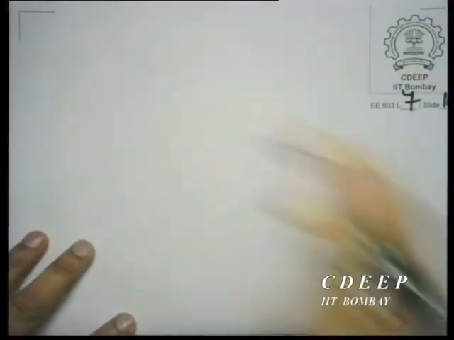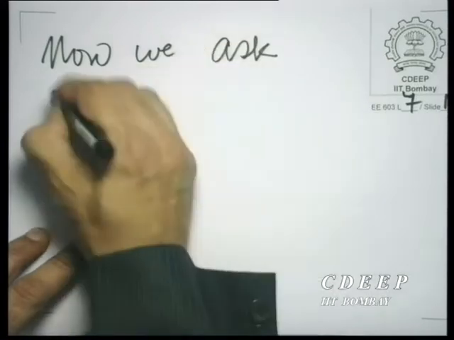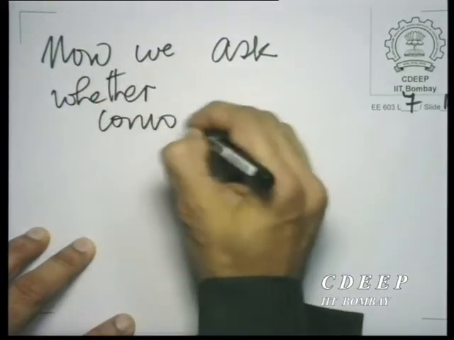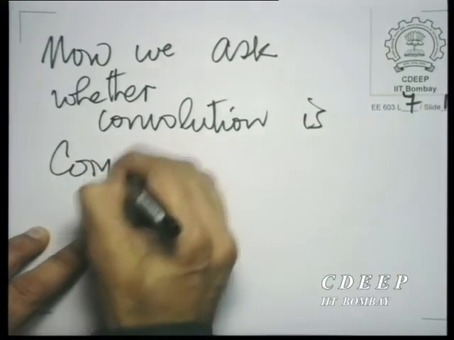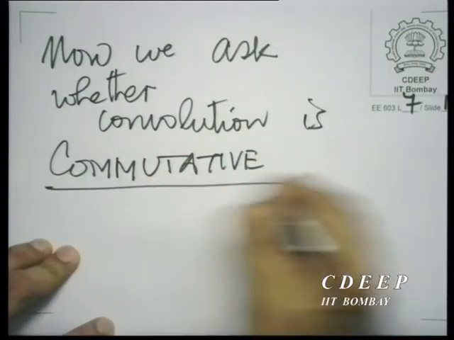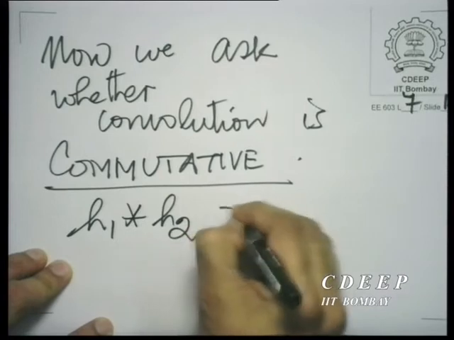Now, we need to answer the second question. The second question is, can I interchange the order? And that amounts to asking, you see, now in a way we have also got an interpretation. We know that together the impulse response of the equivalent system is H1 convolved with H2. And if you could interchange the order, then the impulse response will be H2 convolved with H1. So, in other words, we are asking whether convolution is commutative. In other words, would H1 convolved with H2 be equal to H2 convolved with H1?